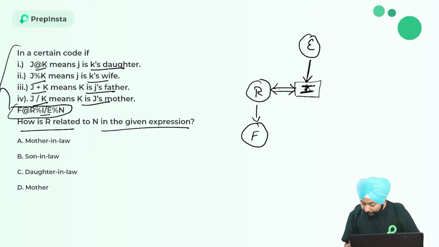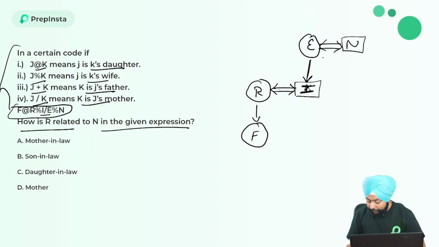Fine. Next one, E percent N. So J is K's wife, so I can say E is N's wife, and they both are a couple. Now the question is, how is R related to N in the given expression? I have to look for R and N. I can directly see that N's son is I and I's wife is R, so R is the daughter-in-law of N. My direct answer is option C.